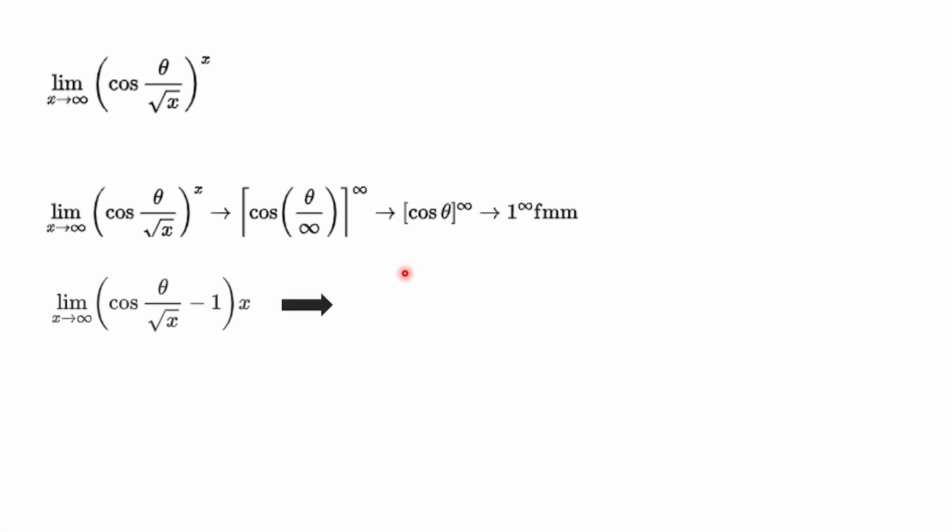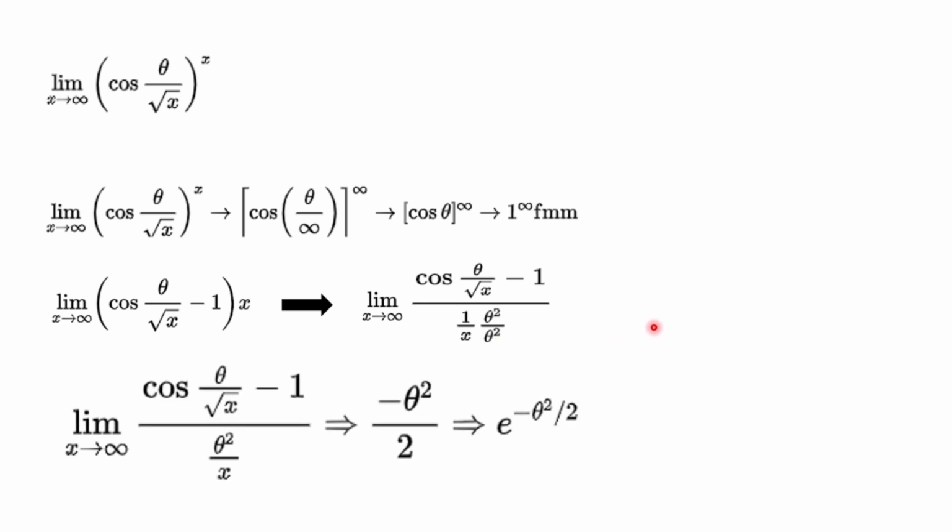Now let us apply the formula. Limit as x tends to infinity of (cos theta by root x minus 1) multiplied by x. Now this will become limit as x tends to infinity of (cos of theta by root x minus 1) divided by 1 by x. And we will adjust the term theta squared like this. Now this is in the 0 by 0 form.